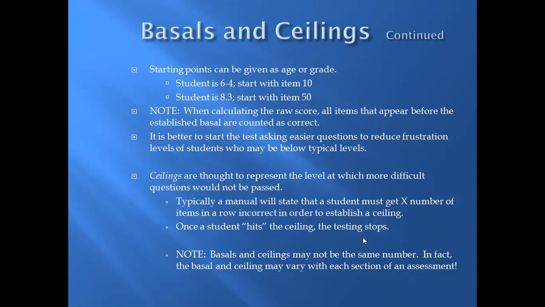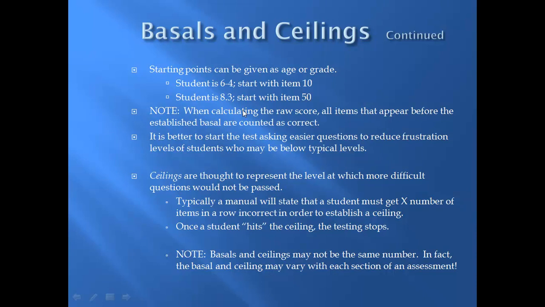Now, let's go on. The starting point can be given as an age or a grade. Say the student is 6'4". Now, what does that mean? It means he's 6 years old, 4th month. Start with item 10. Student is 8.3, and it's supposed to be like this, but sometimes you'll see them like this. Start with item 50.